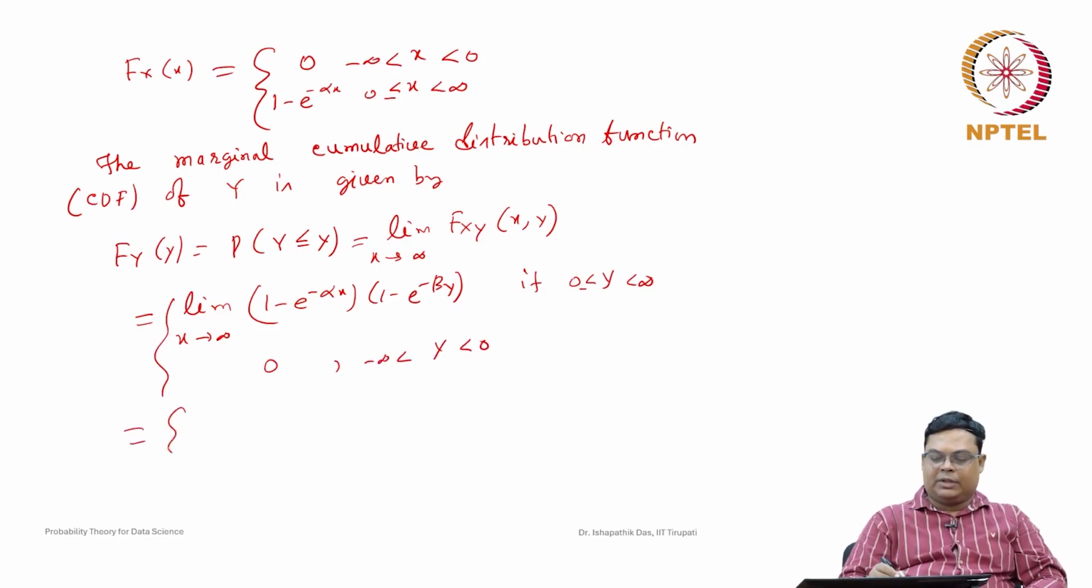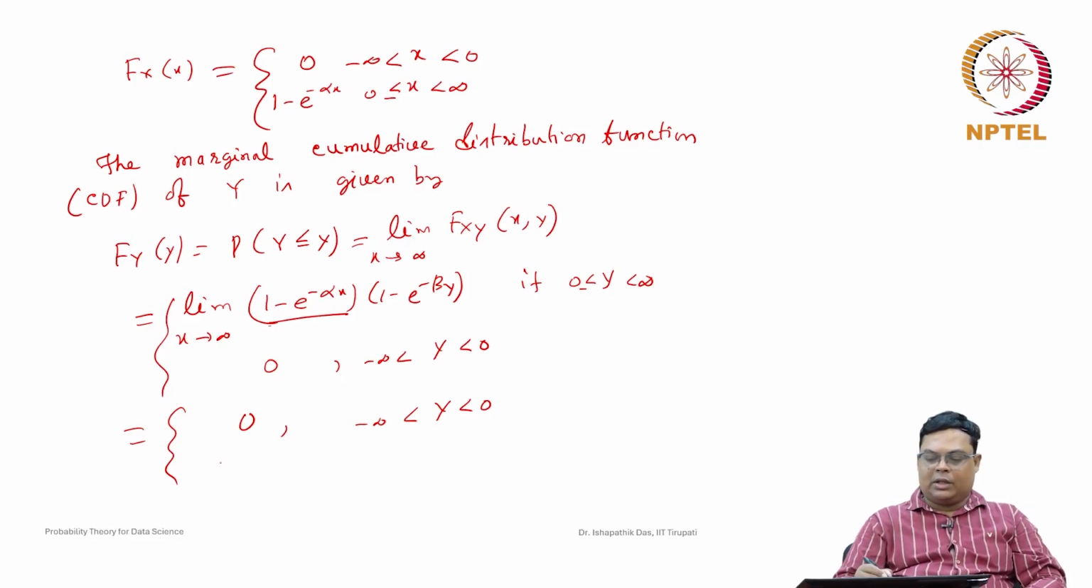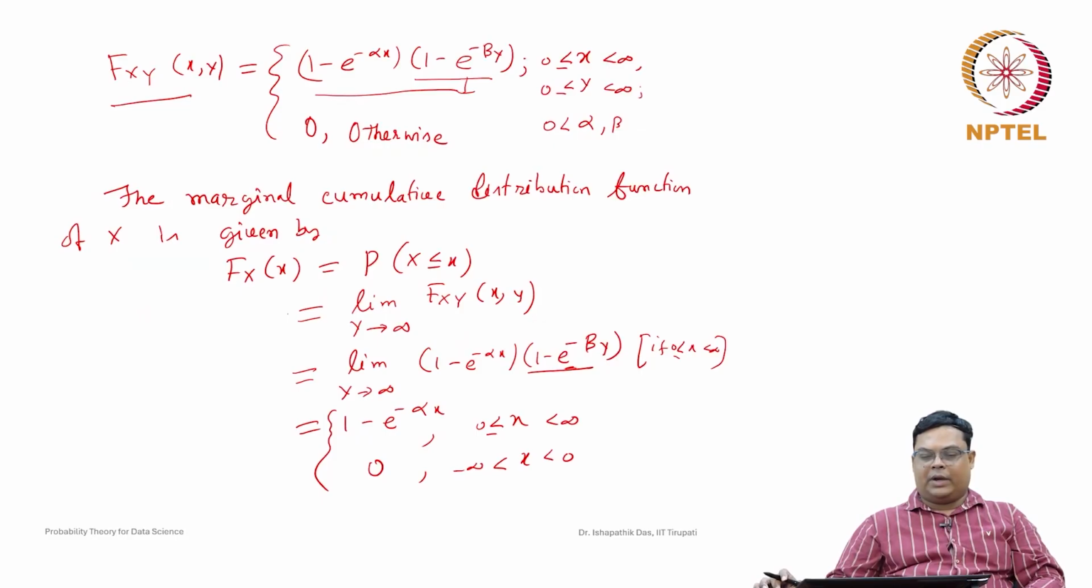So, this limit can be written as follows. I take 0 first for the range on the left-hand side, and whenever y is greater than 0, we take this function. Whenever x goes to infinity, this goes to 1, because alpha is a positive number, so e to the power of minus alpha x goes to 0. So, this will be 1 minus e to the power of minus beta y whenever y is greater than or equal to 0 and less than infinity. So, this is the marginal cumulative distribution function of this joint distribution.